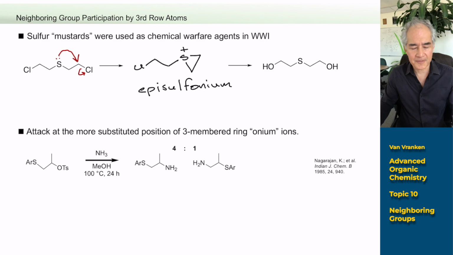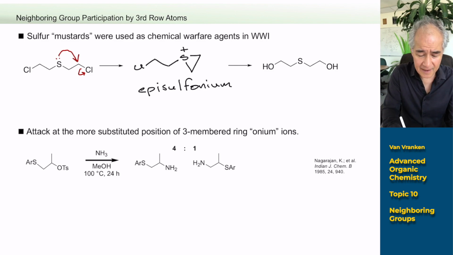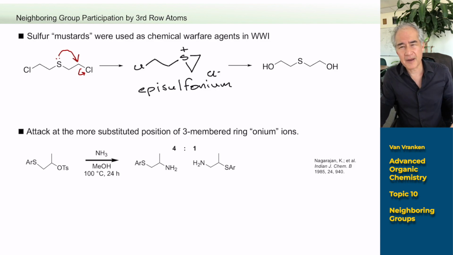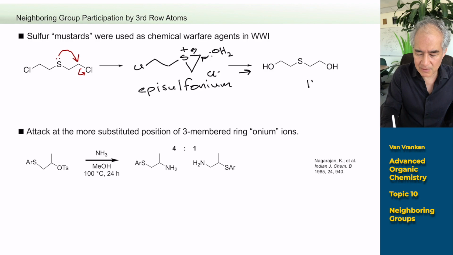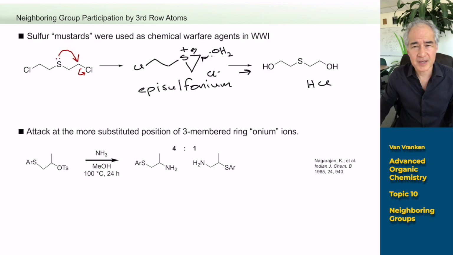Boy, that's a mouthful. Now, normally, if you didn't have any other nucleophiles present, the chloride ion would come back in and reopen that ring up. But if you're in the presence of any nucleophiles, including water as a solvent, what will happen is that will open that back up. And then eventually you'll end up generating HCl in that process.